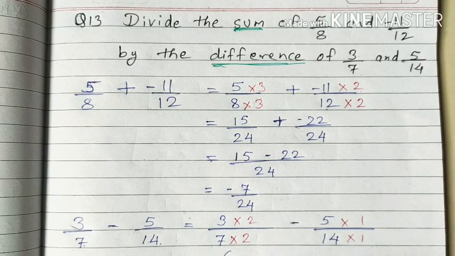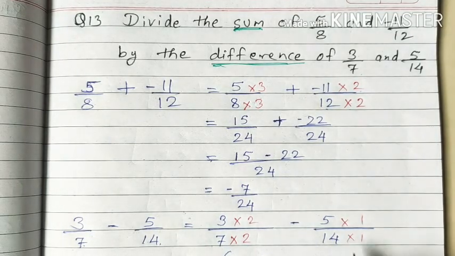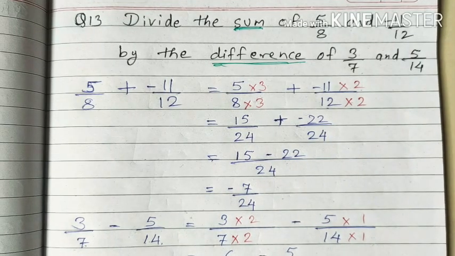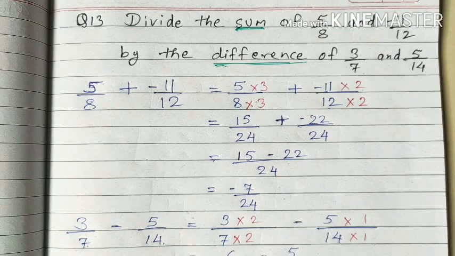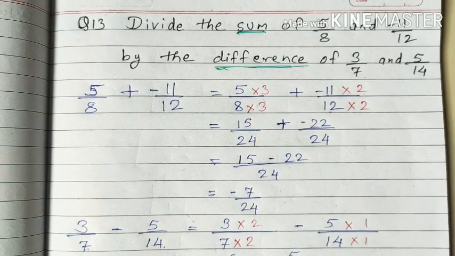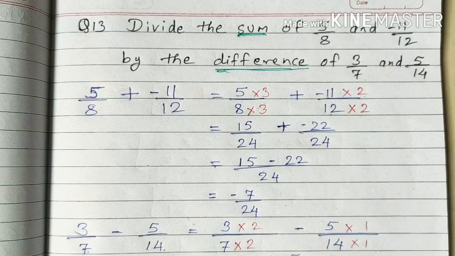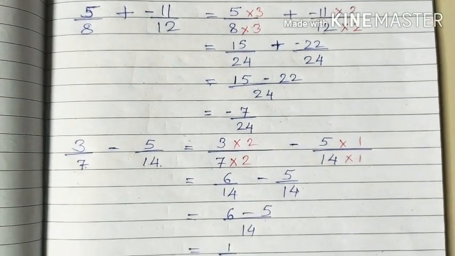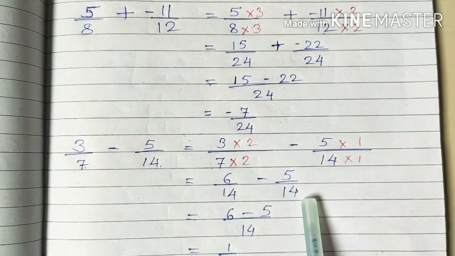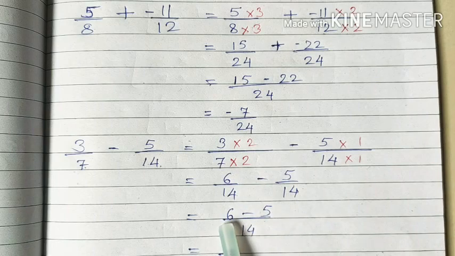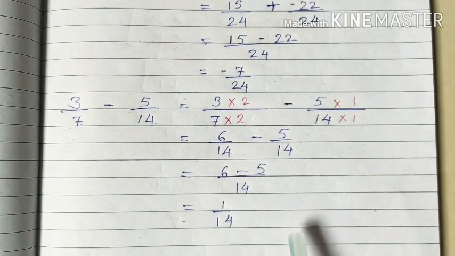6 upon 14 minus 5 upon 14. 6 minus 5 upon 14. So it is 1 upon 14. Understood till here? 6 upon 14 minus 5 upon 14. 6 minus 5 is 1 upon 14. Okay.